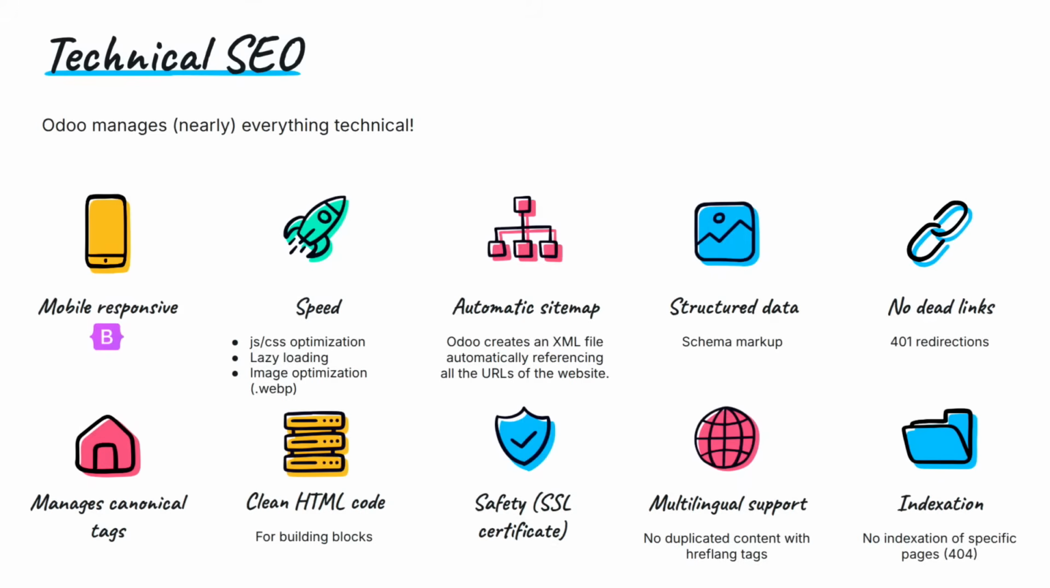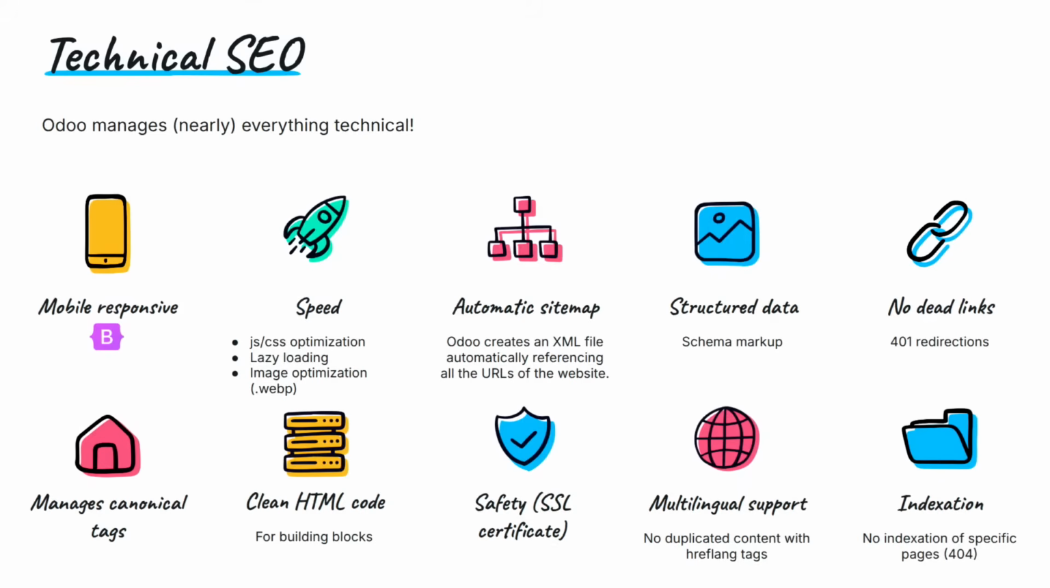The first one being the mobile responsiveness. So basically, the website builder is built on Bootstrap, which automatically adapts your website to different supports, such as mobile, computer, even tablets. So you don't have to do anything. It also optimizes speed thanks to JavaScript and CSS optimization. It uses what we call lazy loading, meaning that the content is only loaded when you're on it, on the website, and if not, basically other images and contents are not loaded.